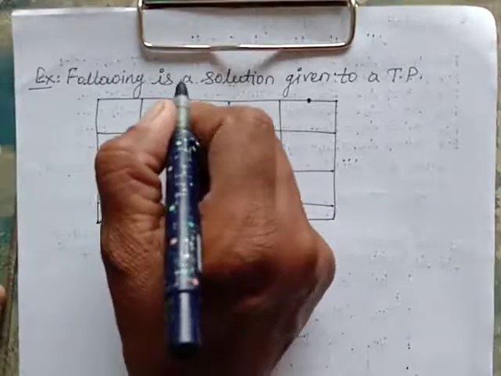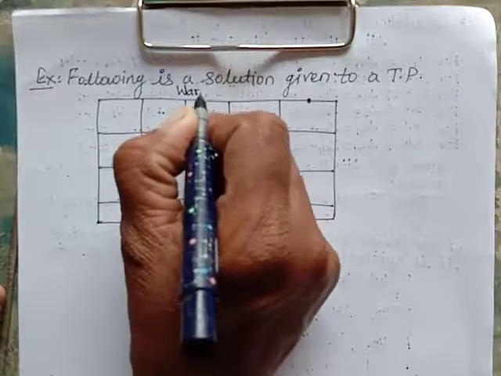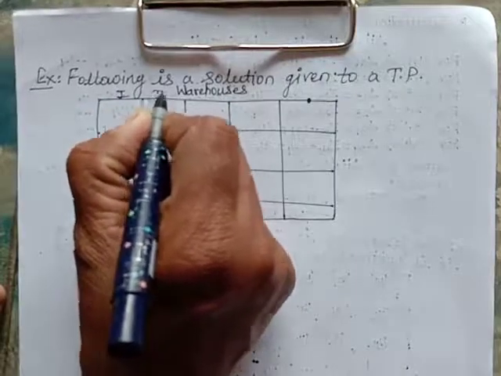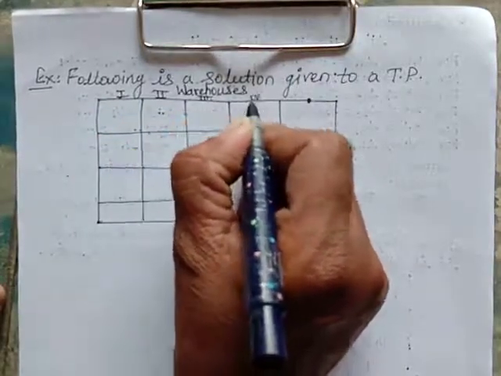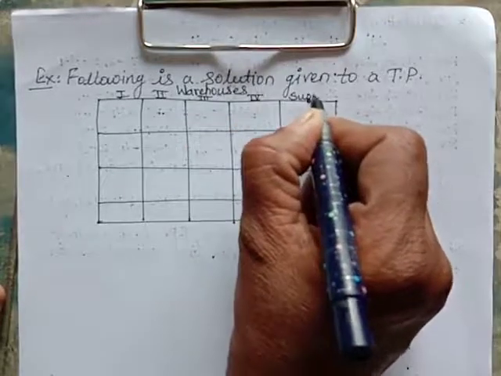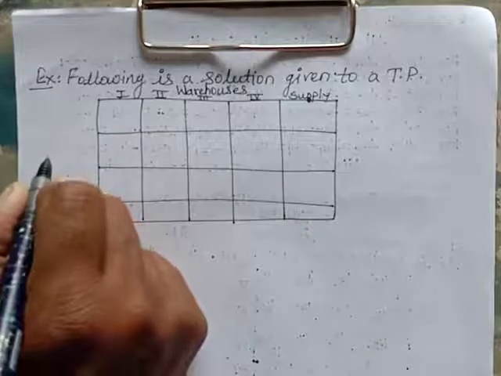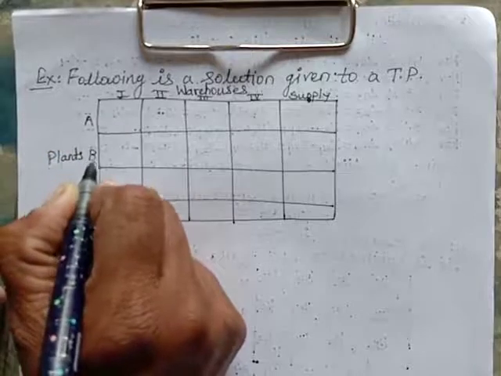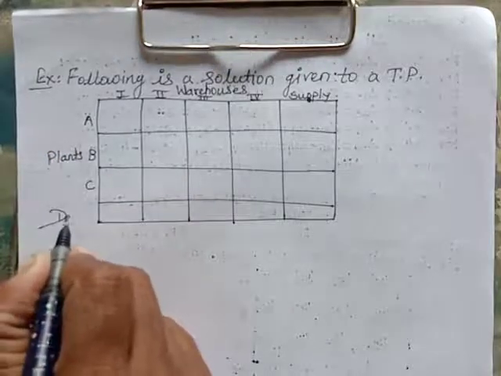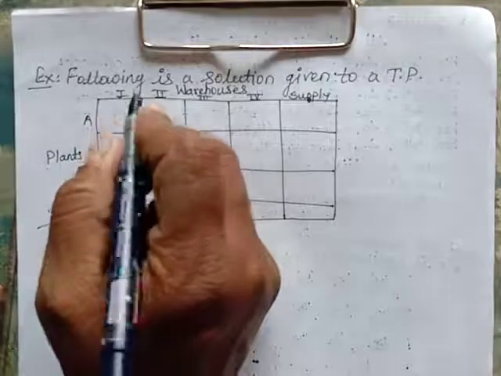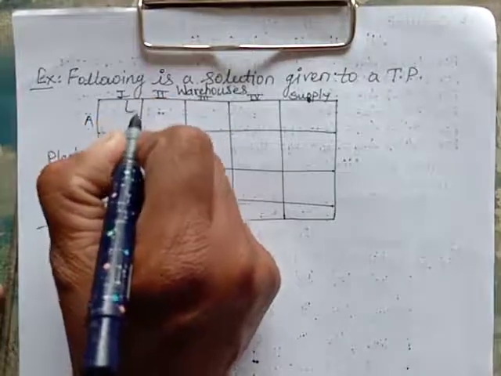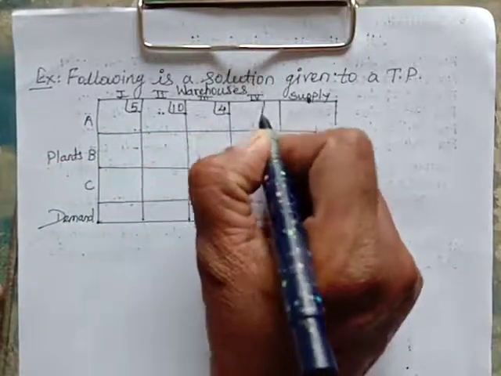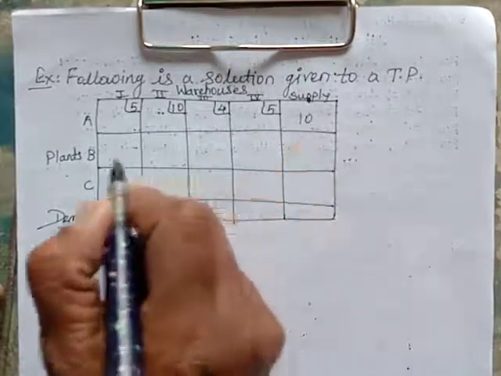Now here warehouses are given. So it is first, second, third and fourth. Here supply. Here plants. So A, B and C, and here demand. The costs are 5, 10, 4, 5 and the supply is 10 here.